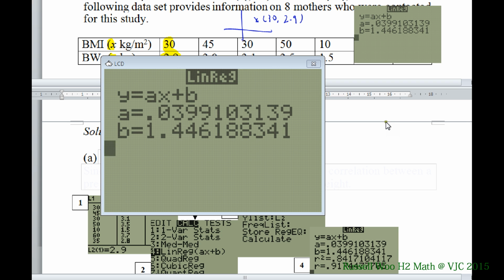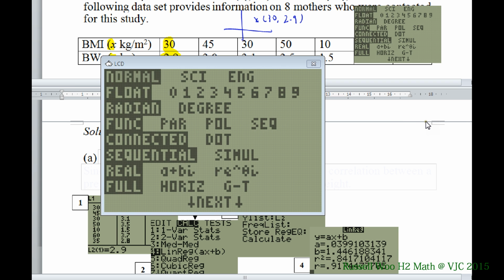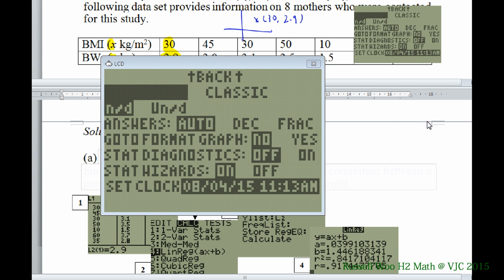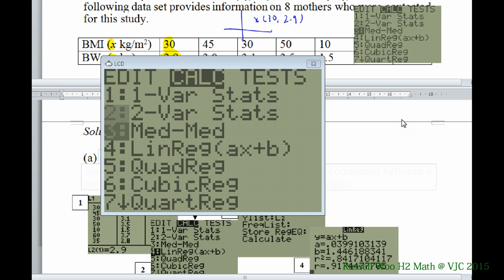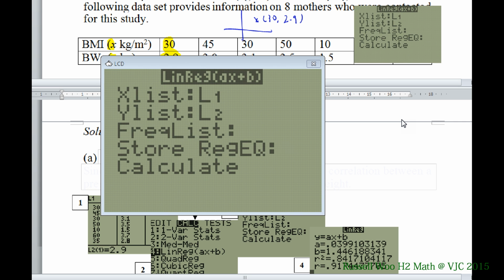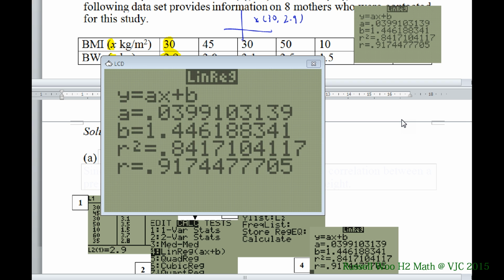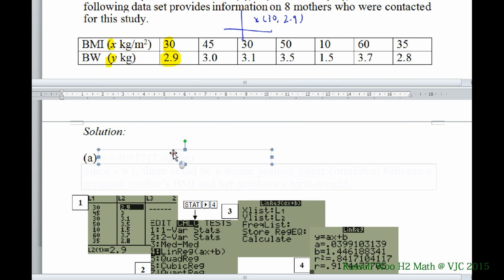Wait, how come don't have? I know what to do. The step diagnostic should be turned on. Actually, by right, yours should be turned on. Okay? You should see your R. Then you should get R, 0.917. Okay? Done. So, 0.917. Can copy? 0.917. What does it suggest?